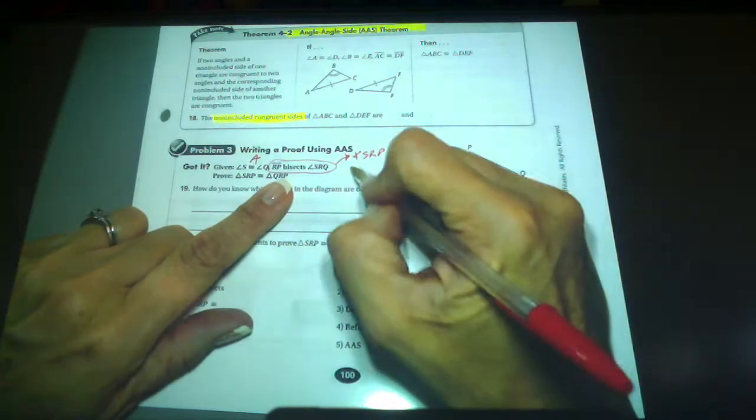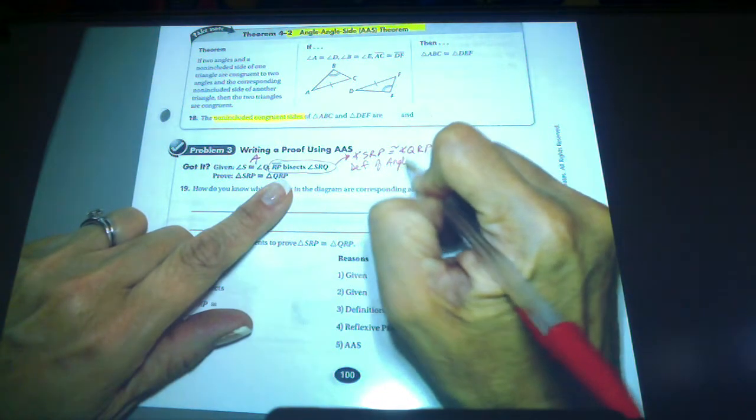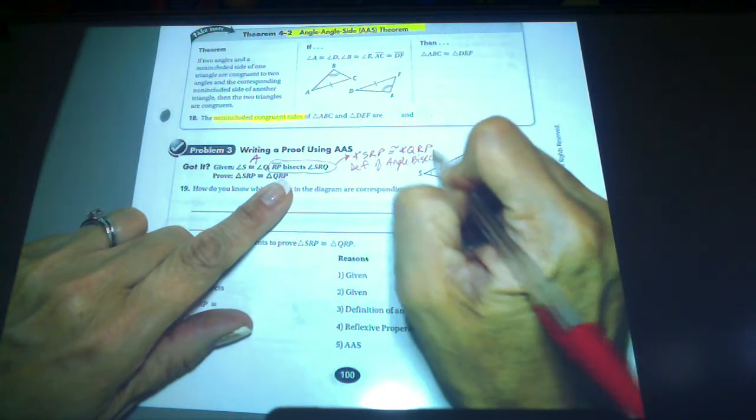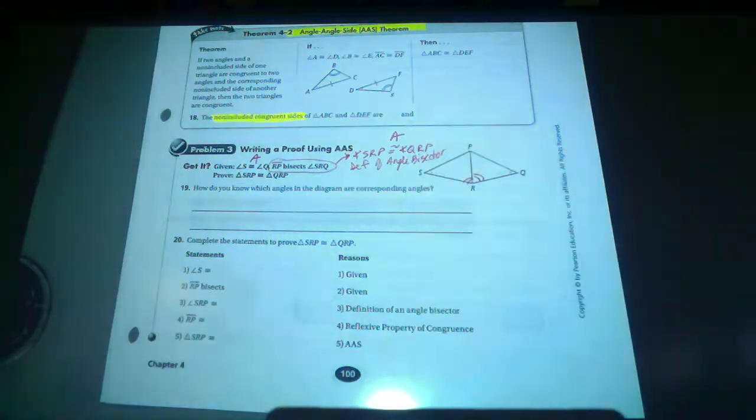Why? We're just going to abbreviate definition of angle bisector, but we'll write it out. An angle bisector creates two congruent angles. That's what you're going to end up writing out. So that's going to give us another angle. We've got AA. That's all that's in the given.